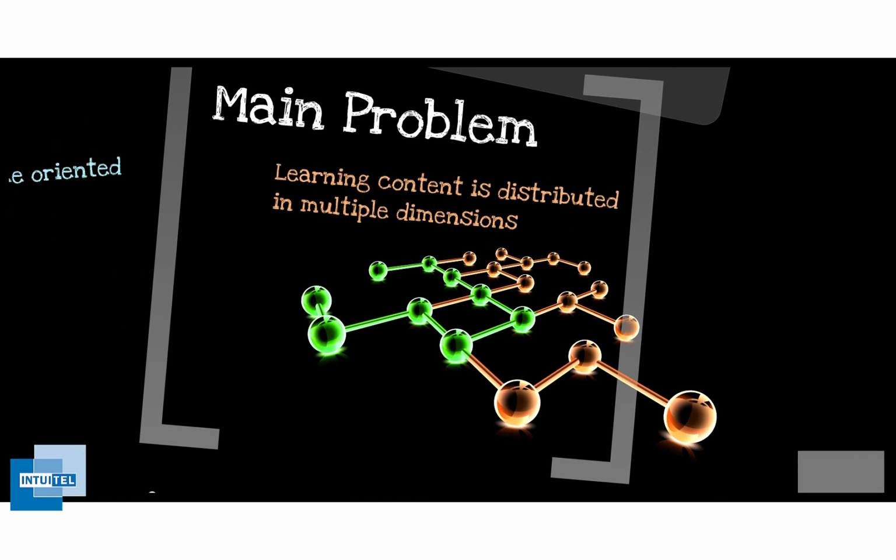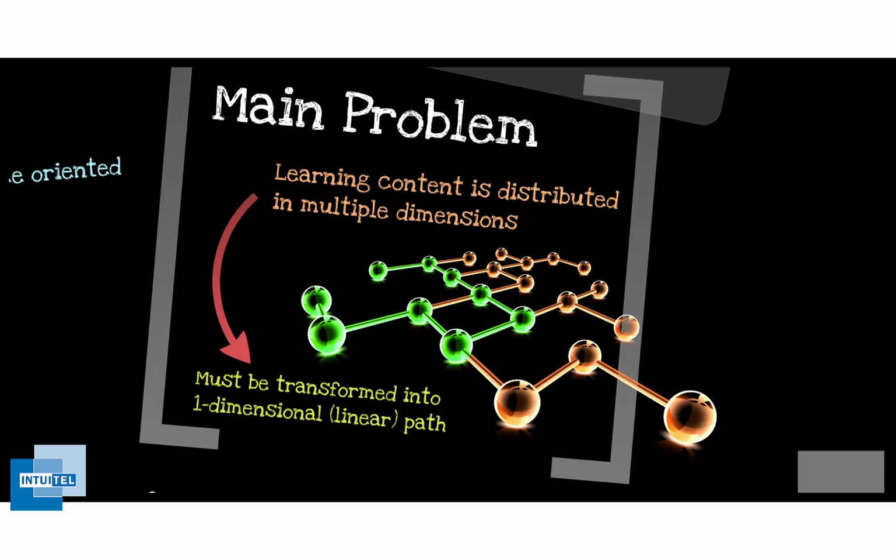By assigning metadata to learning items, the learning content is distributed over a semantic network in multiple dimensions. This network must be transformed into a linear sequence called the learning pathway. In general, there is more than just one pathway through this network, and the learner may or may not follow the guidance of the INTUITEL system.